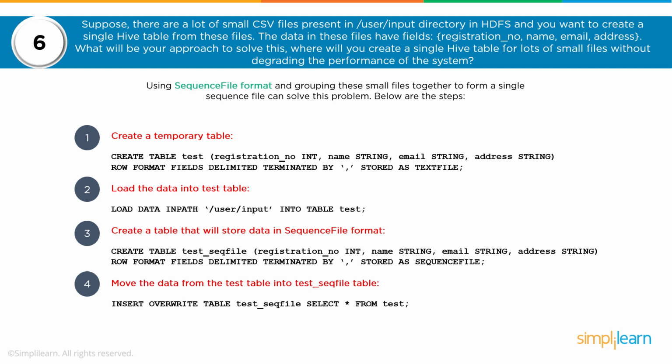Then we can load data into this table by giving a local file system path. And then we can create a table that will store data in sequence file format. So my point 1 is storing the data in text file. Point 3 would be storing the data in sequence file format. So we say create table, give the specifications. We say row format delimited, fields are terminated by comma, stored as sequence file. Then we can move the data from the test table into the test sequence file table. So I could just say insert overwrite my new table as select star from the other table.